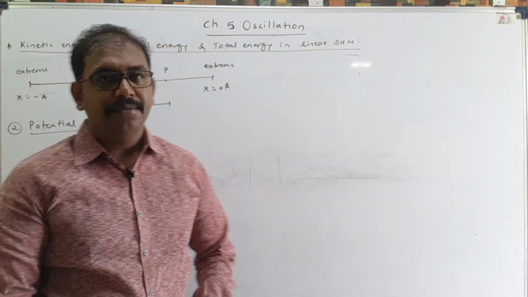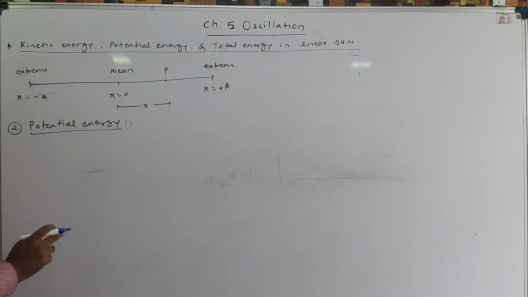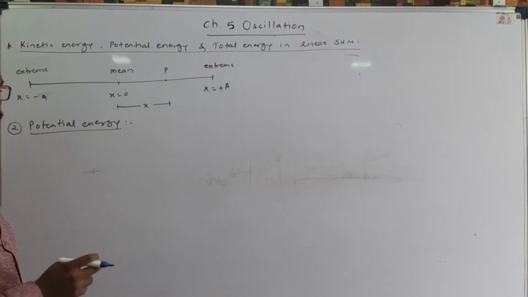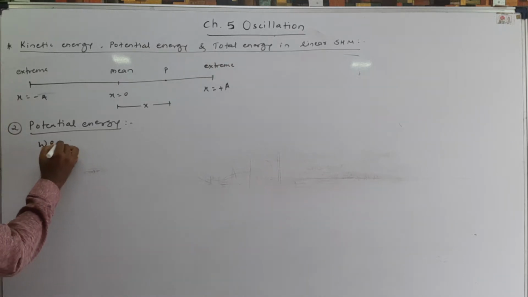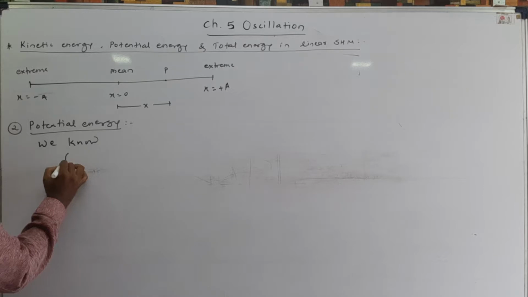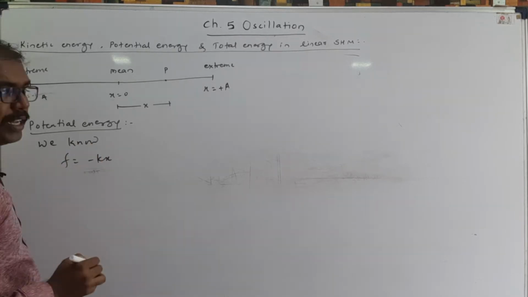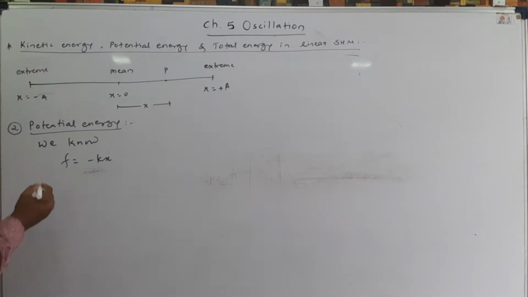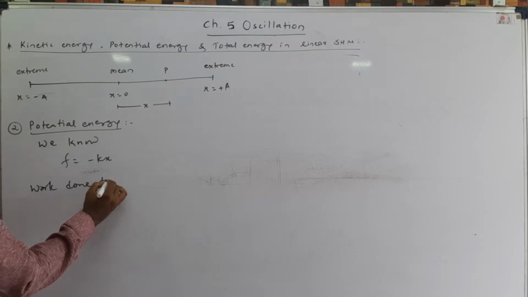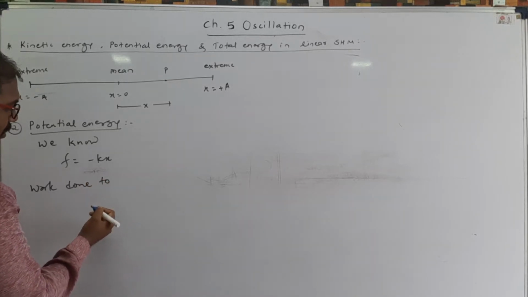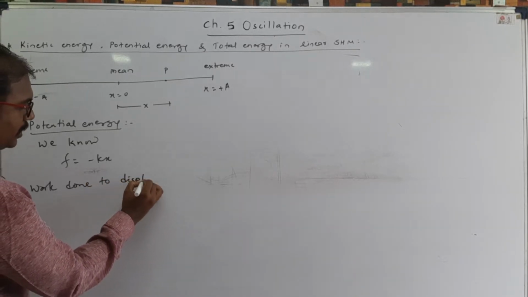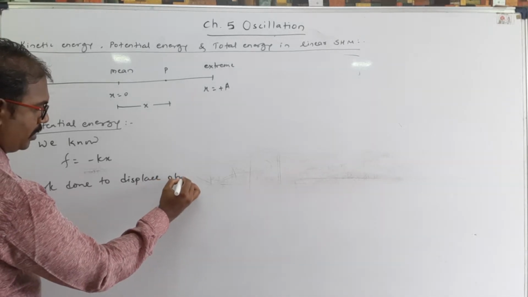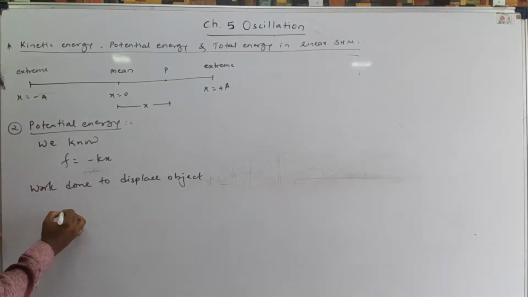Now we have to start potential energy in linear SHM. Here we know F is equal to minus Kx. This formula we learned in the first lecture of this chapter. Now here, work done to displace an object is given by a formula.